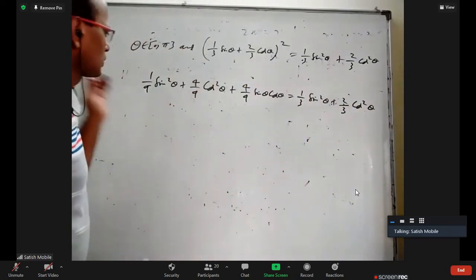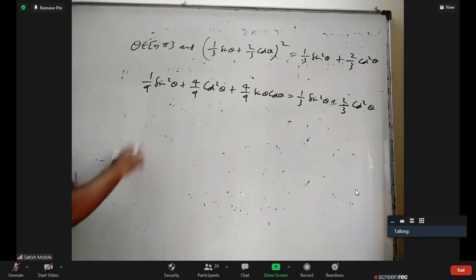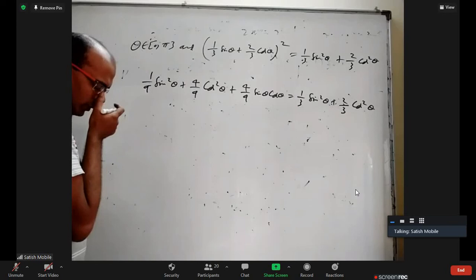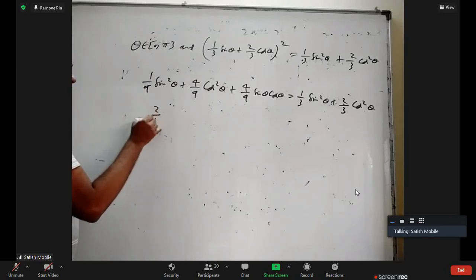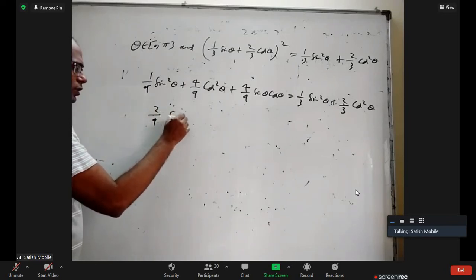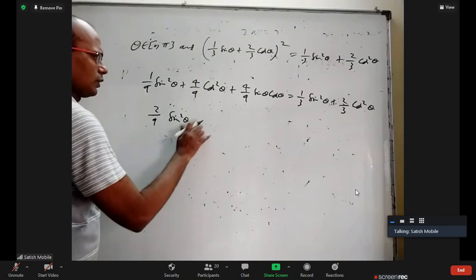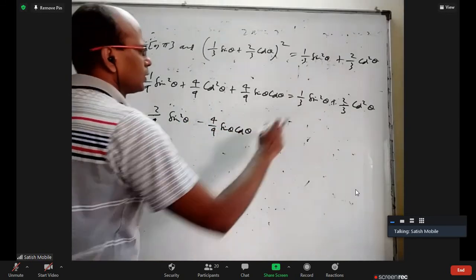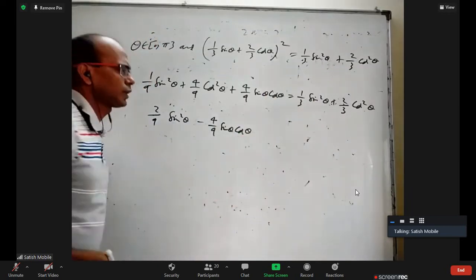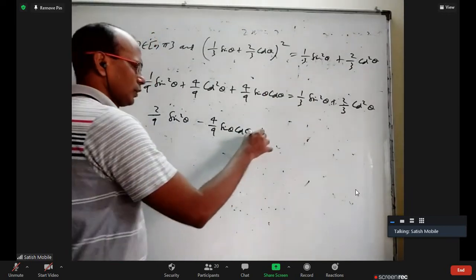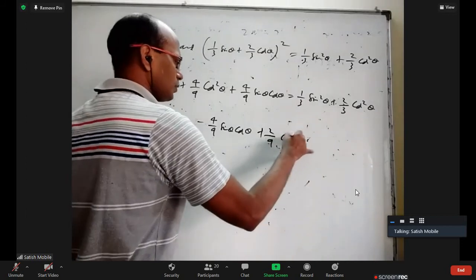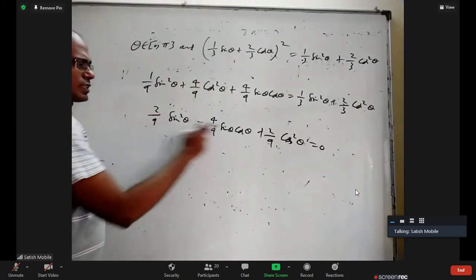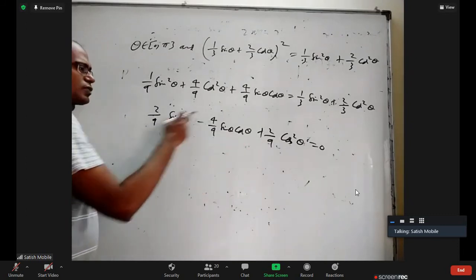Let us bring everything to one side. What is 1 by 3 minus 1 by 9? It will be 2 by 9. So 2 by 9 sine square theta minus 4 by 9 sine theta cos theta. And 2/3 minus 4 by 9 is again 2 by 9, then 2 by 9 cos square theta equal to 0. Luckily, this and this became the same, so it is easier. Our sine square plus cos square is 1.